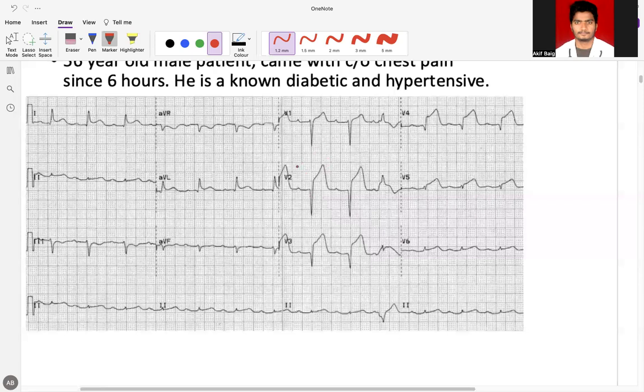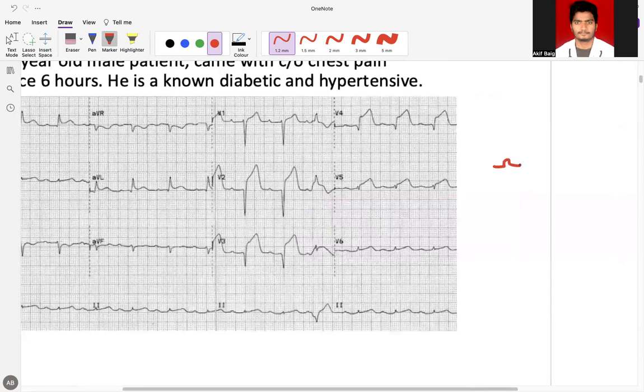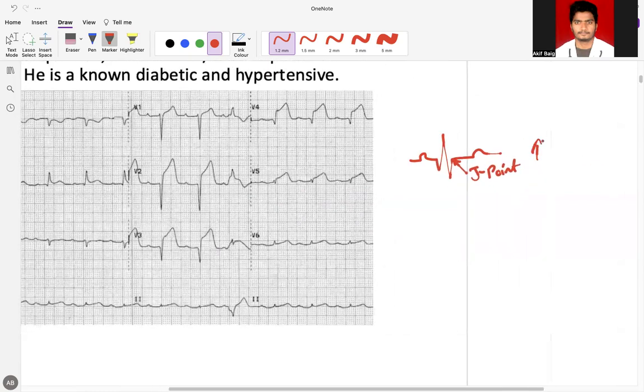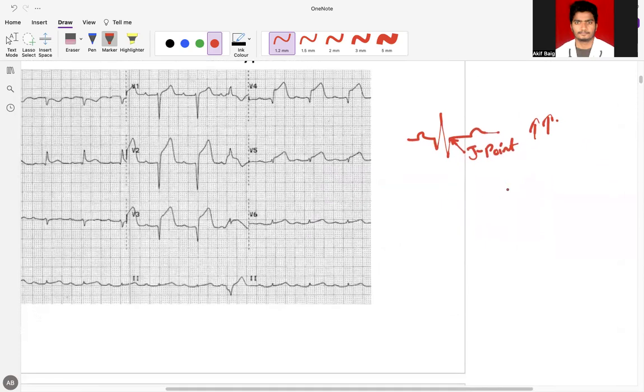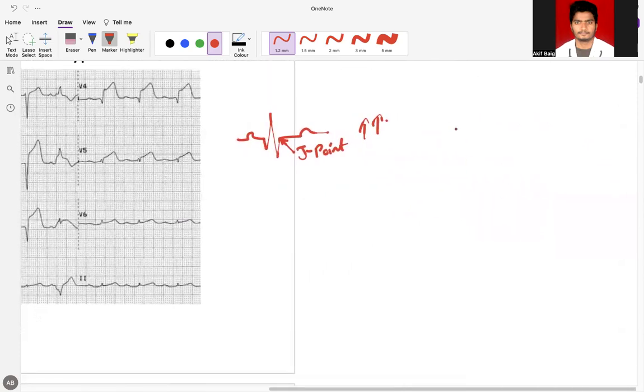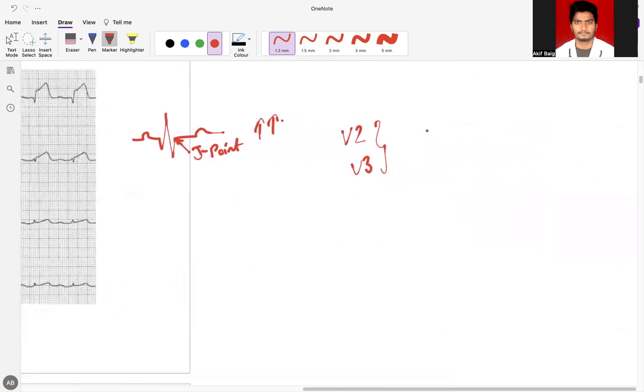To remember ST elevation, always remember that if you take the normal ECG, this is what is called the J point. To call it ST segment elevation, there should be a significant J point elevation. The diagnostic criteria says that in leads V2 and V3, the elevation should be more than 2.5 millimeters if the patient is a male less than 40 years of age. That means a male younger than 40 years should have elevation of more than 2.5 millimeters in V2 and V3.